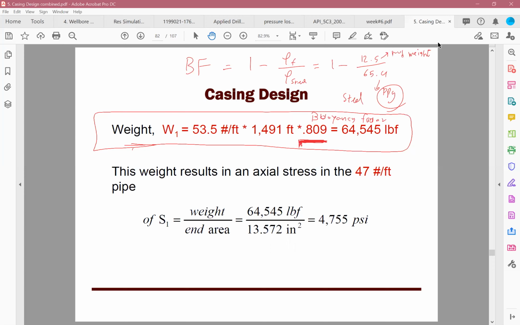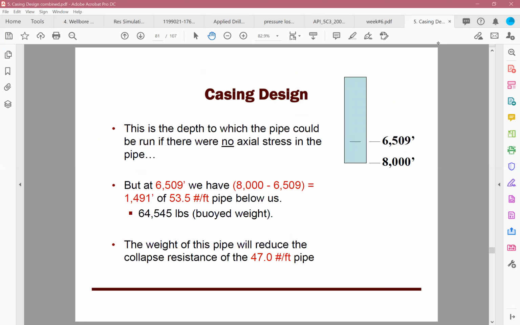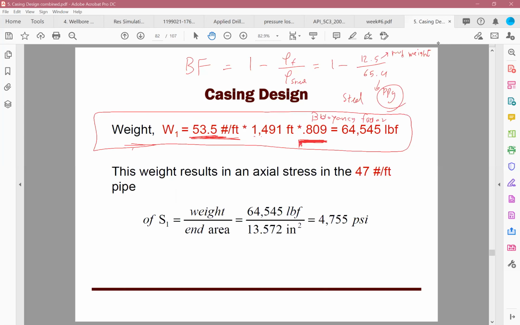Now, as I said, I shouldn't have put this 0.809 in here, but that's okay if you did that too. This is the weight of the casing which is hanged, right? And this is 8,000 minus 6,509, right? And then multiplied by the buoyancy factor. This gives you this much pound force of axial tension. Make sense? And then you have the axial tension.